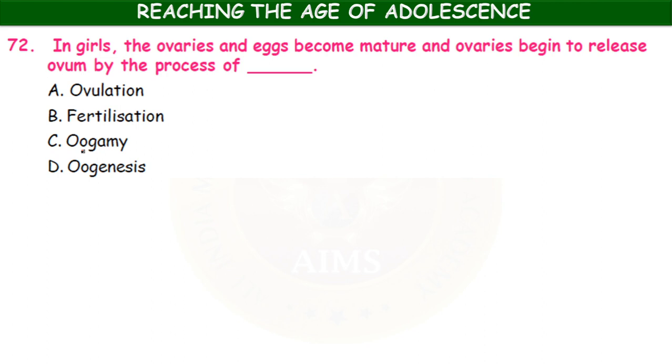In girls, the ovaries and eggs become mature and ovaries begin to release ovum by the process of ovulation, fertilization, oogamy, oogenesis. In girls, the ovaries and the eggs become mature and ovaries begin to release ovum. Okay, that process is called ovulation.